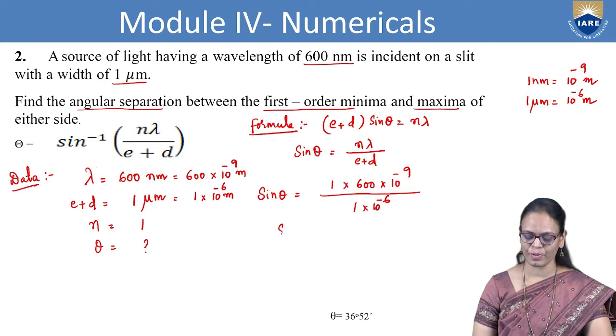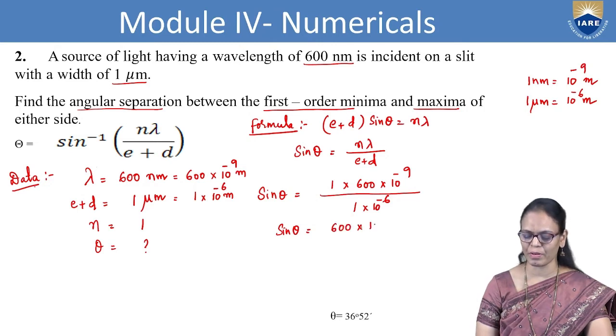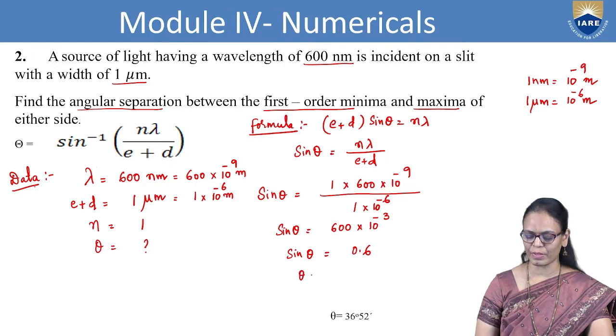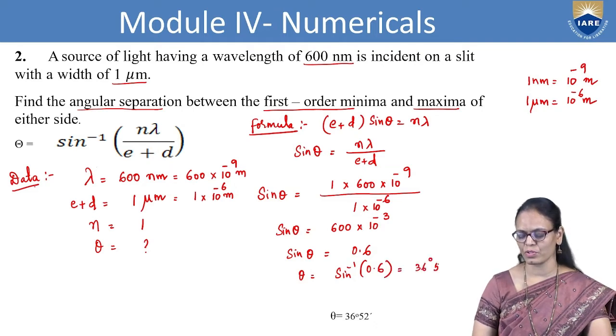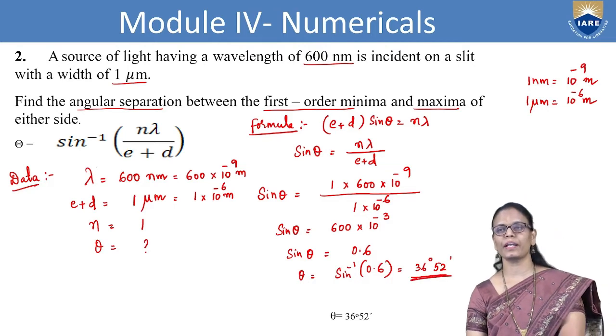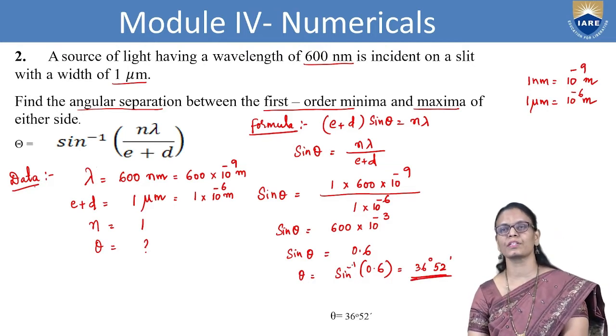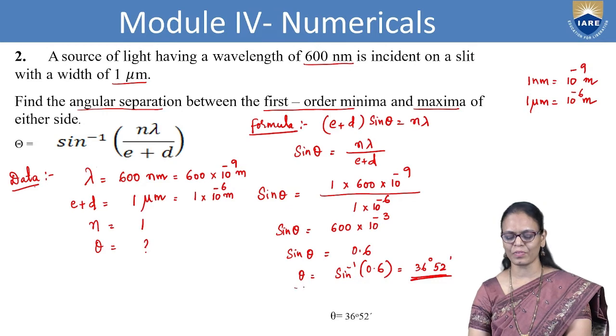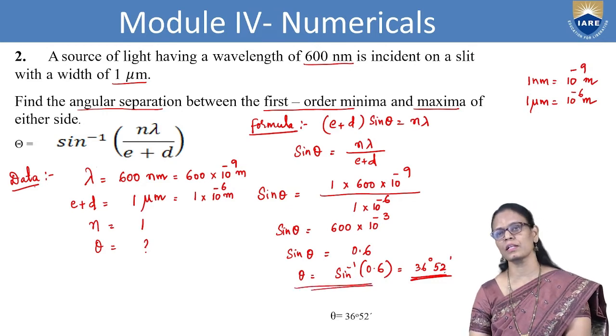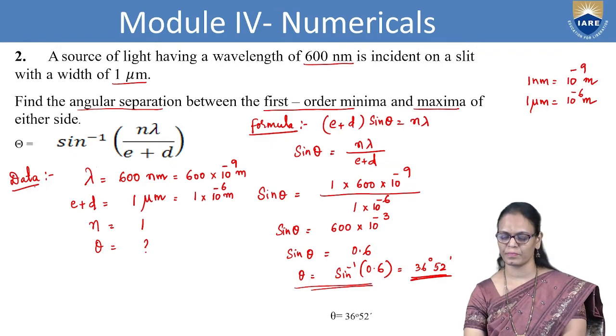So when you take it up, you have sine theta is equal to 10 power 6 into 10 power minus 9, so 600 into 10 power minus 3. Or we can simply write it as sine theta is equal to 0.6. Or theta will be equal to sine inverse 0.6. That is 36 degrees 52 minutes. You can write it in decimals also, or otherwise you can convert it into minutes. So what is the angle that we are getting? The angular separation is 36 degree 52 minutes.